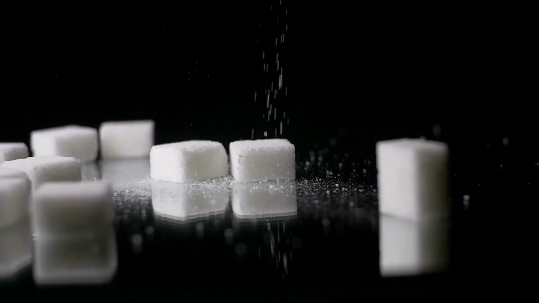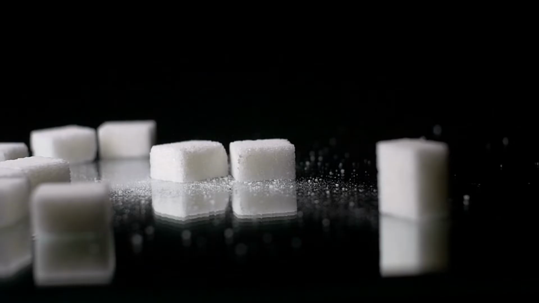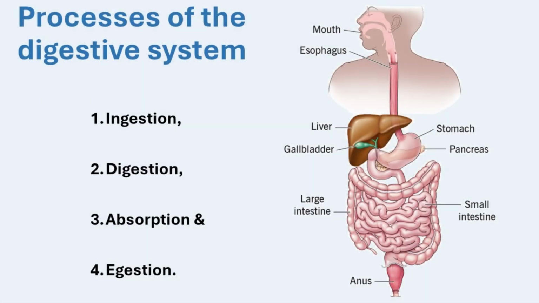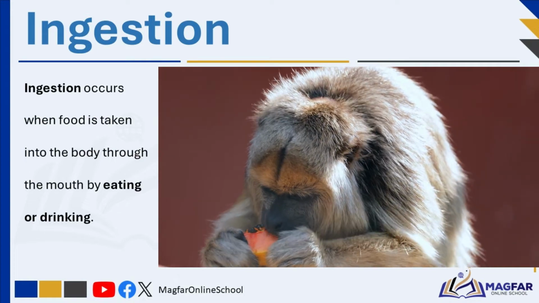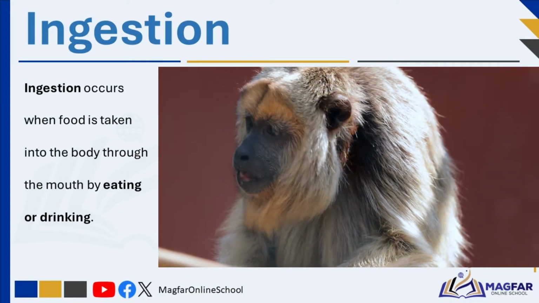So what are the main processes of the digestive system? There are four main processes that occur in the digestive system in different areas along the digestive tract. These are ingestion, digestion, absorption, and egestion. Ingestion occurs when food is taken in through the mouth into your body by eating or drinking.